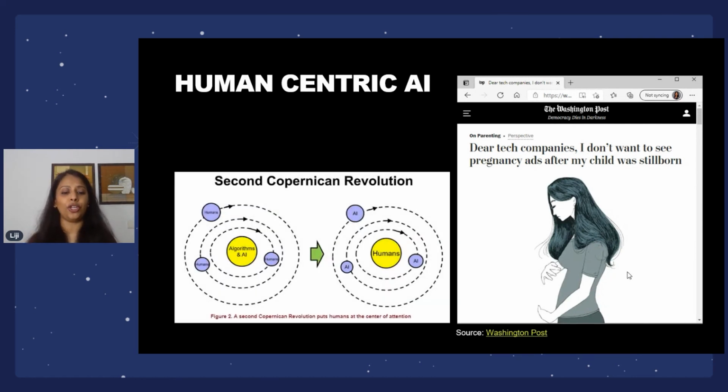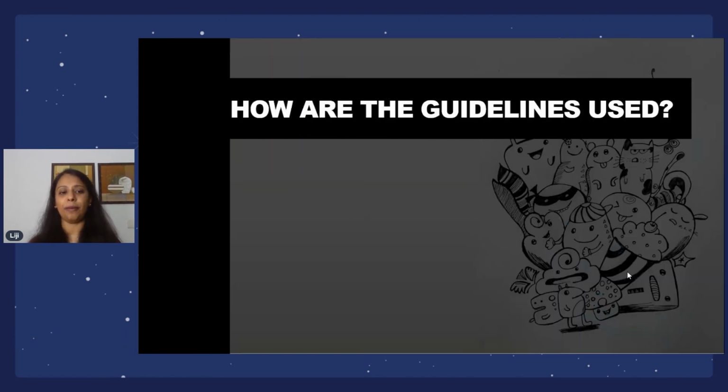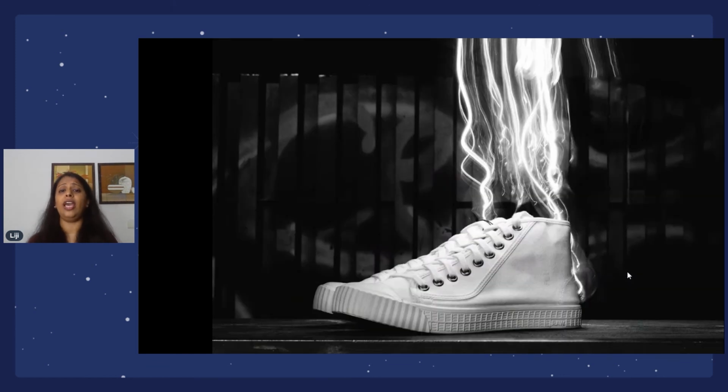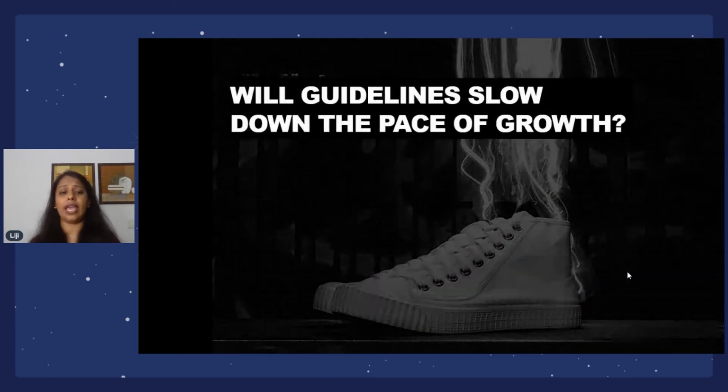So we always talk about human-centric AI, and this was a brilliant visual that I found the other day in one of the research papers. It's called the second Copernican revolution. We typically think of putting the machines in the center and the humans revolving around that. It's actually putting the humans in the center and using AI machines for their benefit. So how are these guidelines used? We've discussed this earlier as well. They're used throughout the journey of the AI system: for ideas, for creativity, for human-centered thinking, to evaluate existing products, anything.